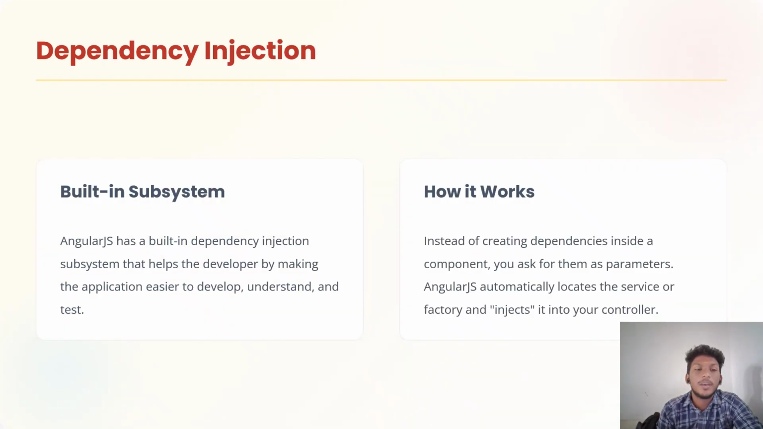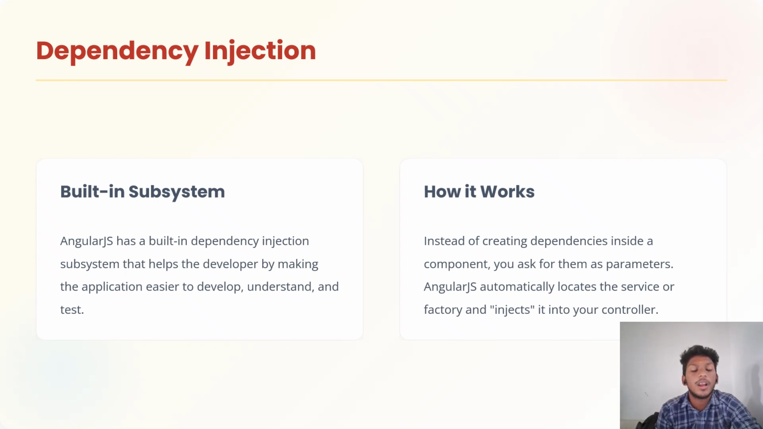In this slide, we see about dependency injection. Another technical feature is the built-in dependency injection subsystem. This makes applications easier to develop and test. Instead of creating dependencies like services or databases inside a component, we simply ask for them as parameters. AngularJS then automatically locates the service and injects it into your controller for you to use.